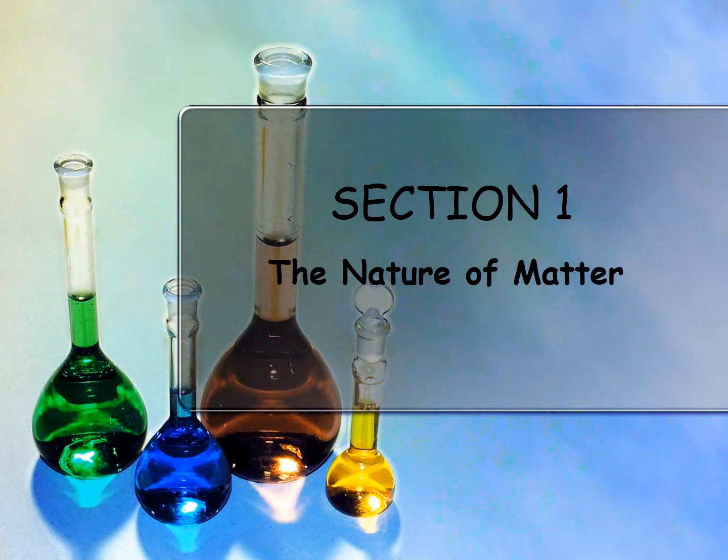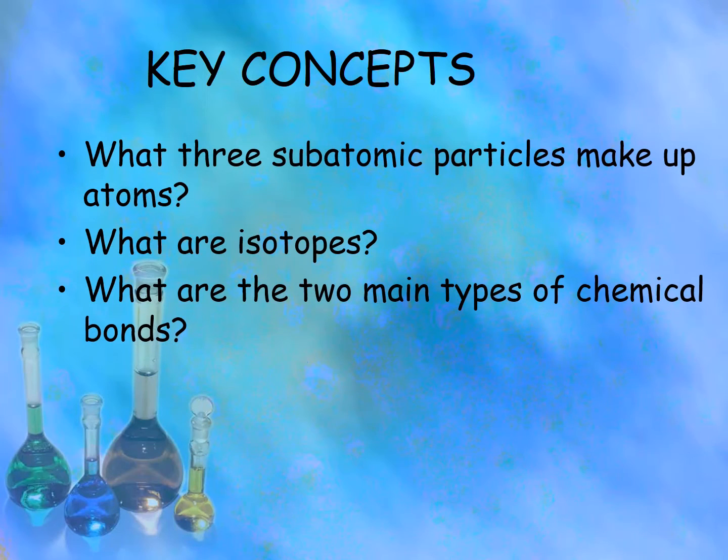The first section in this chapter is titled The Nature of Matter, and it basically discusses atoms, elements, and chemical bonding. Our key concepts that we're looking at are what three subatomic particles make up atoms, what are isotopes, and what are the two main types of chemical bonds.